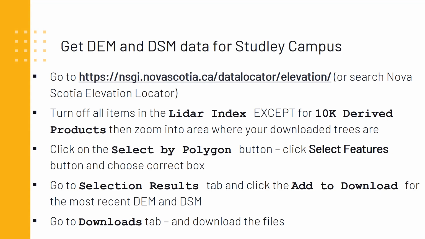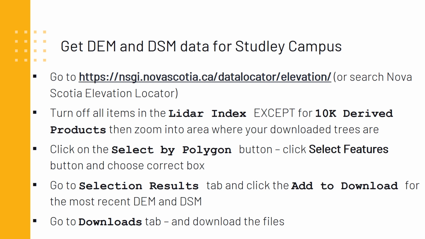Next, we're going to get the DEM and the DSM data for Studley campus. So you're going to go to https://nsgi.novascotia.ca/datalocator/elevation, or simply search Nova Scotia Elevation Locator. When you get to the web page, turn off all of the items in the LiDAR index except for the 10K derived products. Then zoom in to the Studley campus where you downloaded your trees.